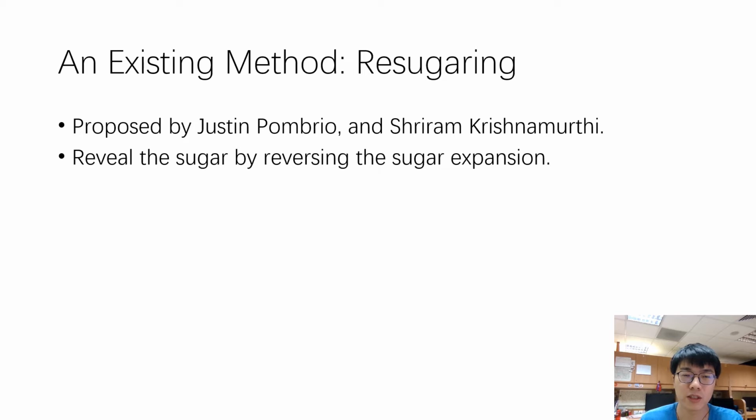There's an existing method named resugaring to solve such a problem, first proposed by Justin and Shriram at Brown University. The overall idea is not complex: just to recover the sugar in the evaluation sequence by reverse desugaring. Let's see a simple example.